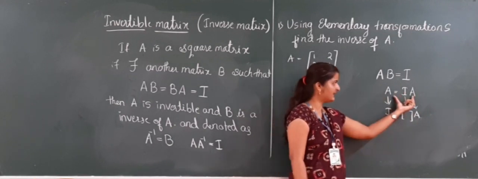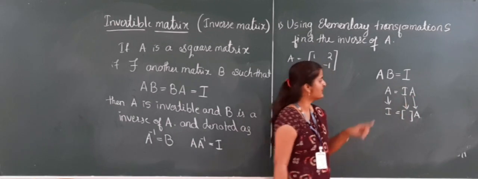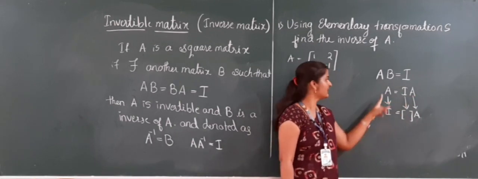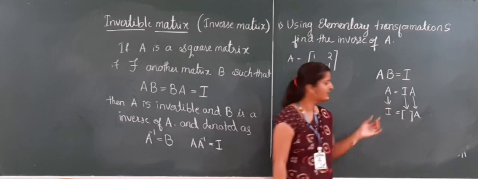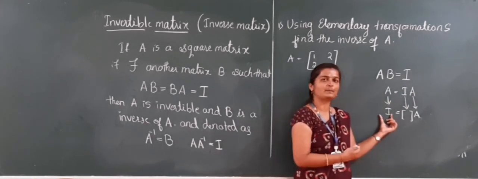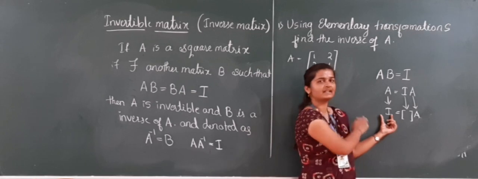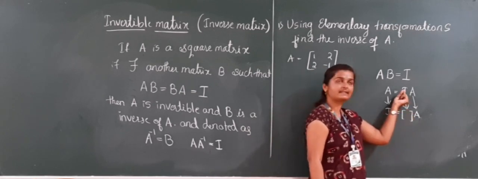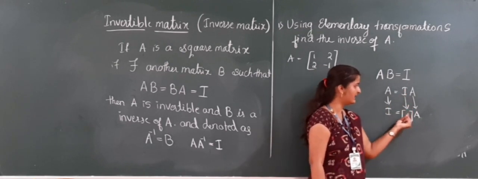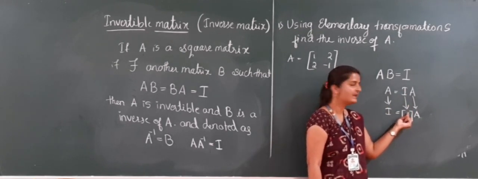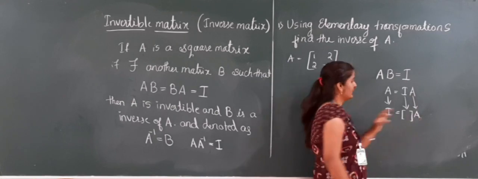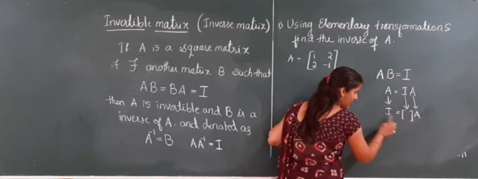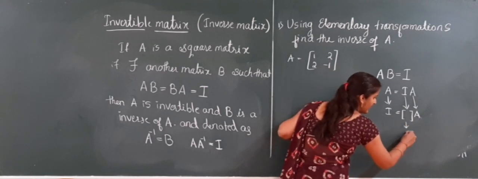So I will take it like this. After applying elementary operations, I will convert the A matrix to the identity matrix. If you apply row operations on the left hand side, we have to apply them on the right hand side also. So I will apply the same row operation to the identity matrix, then you will get another matrix here, and A remains as it is. So after multiplying A to this matrix, if you get A, then this is our A inverse.